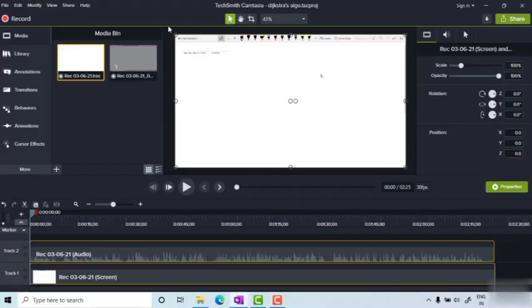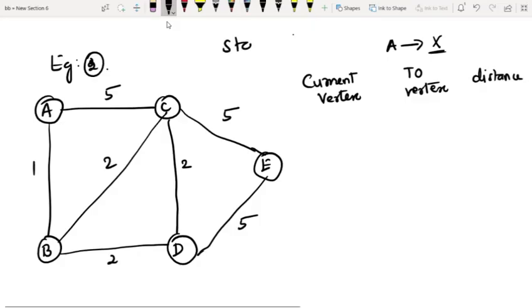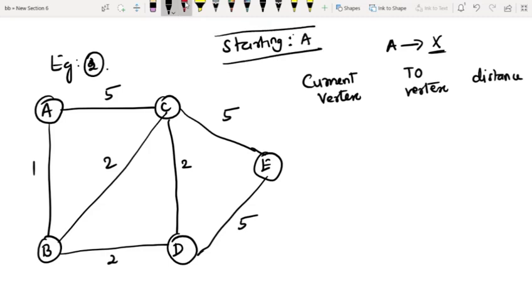The starting vertex is always assumed to be A, so let me assume the starting vertex to be A, and this is going to be constant till the end of the algorithm. Let me indicate it with the hashtag. So the starting vertex is going to be A. Initially, the current vertex is also going to be A, but that's not necessary. Let me take B to be the current vertex. Anyway, the starting vertex is A, and I'll take B to be the current vertex.